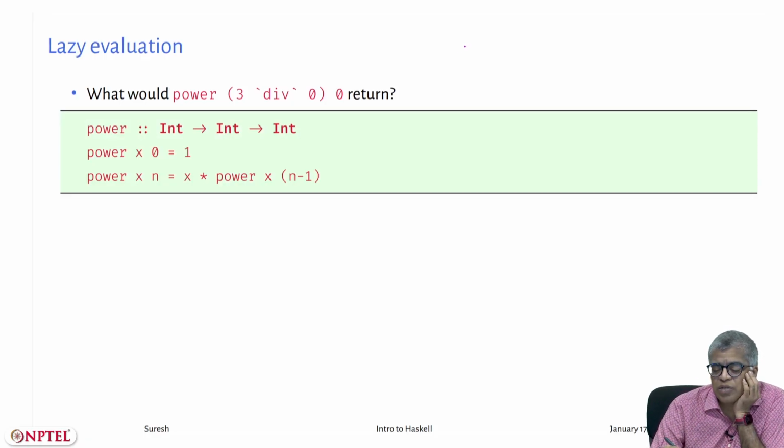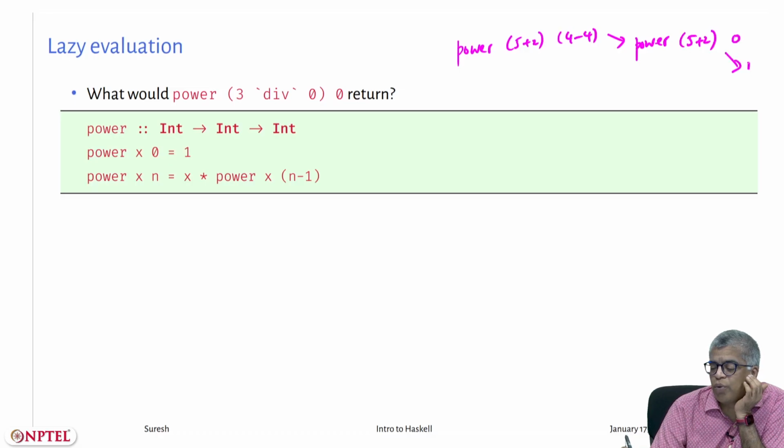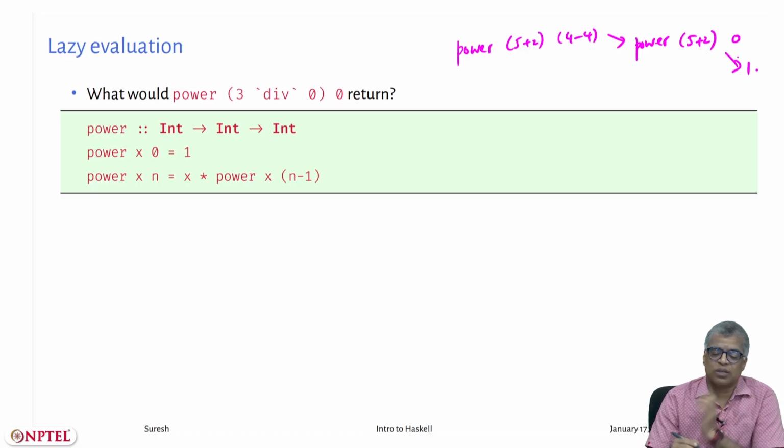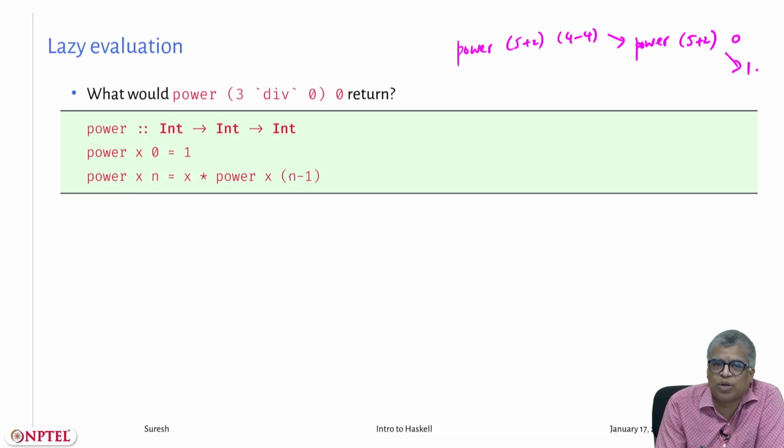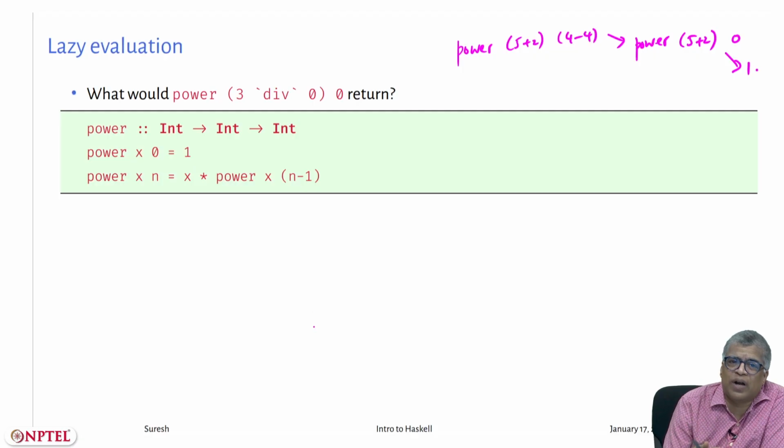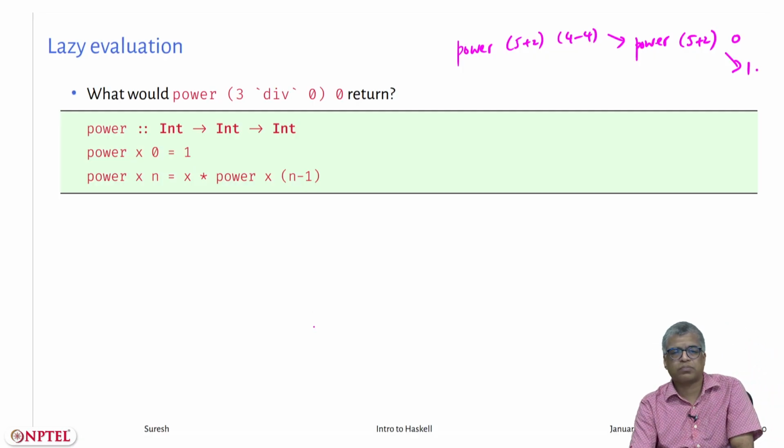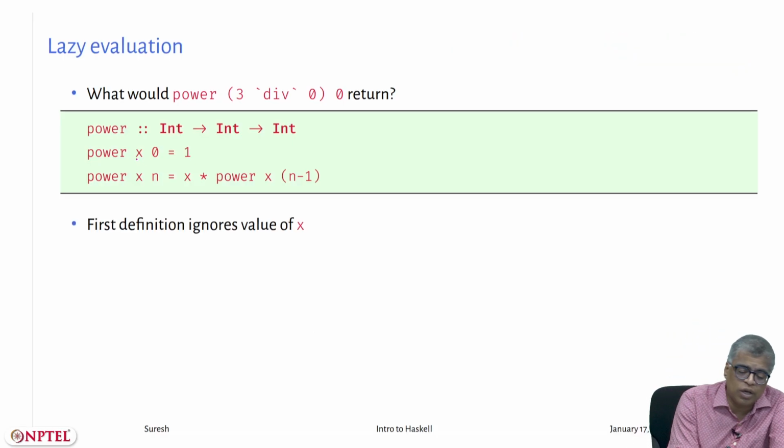Now I mentioned that this thing of power of x to 0 going to 1 had a nice side effect, which is this: suppose you have power of 3 div 0, 0. Okay, what does it return? 3 div 0 is officially undefined, right, because you cannot do division by 0. It will throw an exception if you try it in GHCI. But if you follow the Haskell strategy, you don't care what the first expression is. The second argument is 0, so you just return 1. That's it. Okay. The first definition here ignores the value of x.